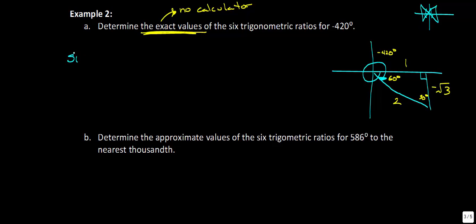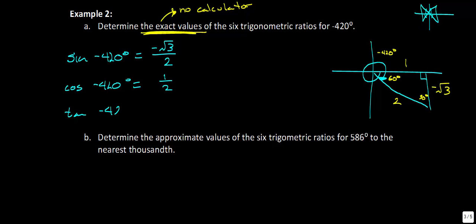Finally, they just want you to express all the trig ratios ever so quickly. So sine of negative 420 degrees just means that you're going to take your opposite, which is negative root 3, and put it over your hypotenuse, which is 2. So you'd have negative root 3 over 2. Cosine of negative 420 degrees: we take our adjacent, which is 1, and put that over 2. And then we have tangent of negative 420 degrees. Tangent is your opposite over your adjacent, so we just have negative root 3.